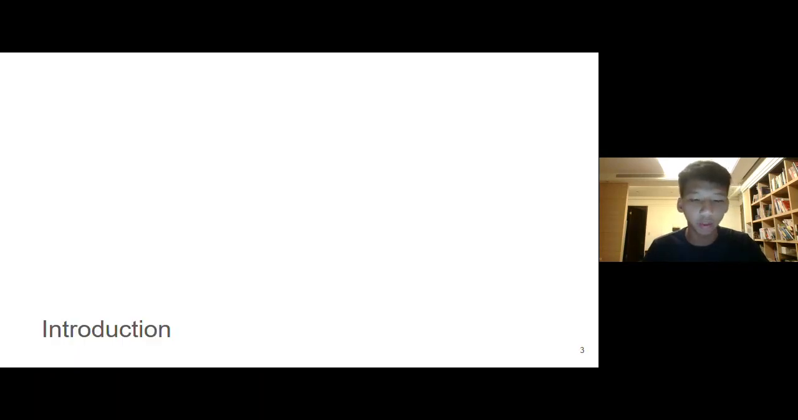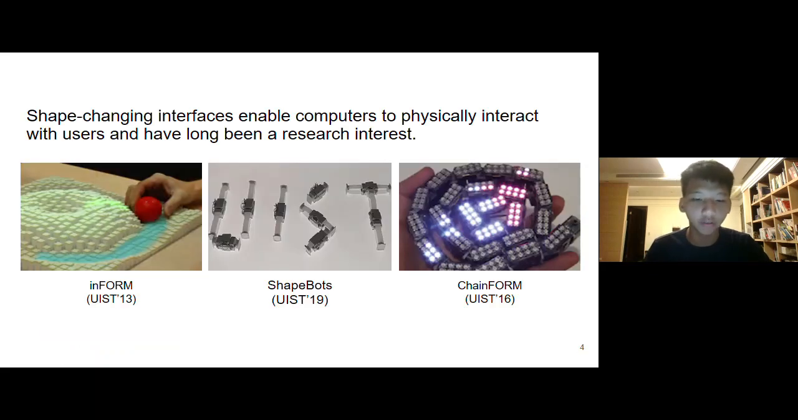Alright, it all begins with shape-changing interfaces. Shape-changing interfaces enable computers to physically interact with users. They achieve it by dynamically transforming their shape. There are many approaches to reach different functionality and use in different application scenarios. For example, inFORM and ShapeBots control the extrusion of linear actuators on a table, while TRANSFORM transforms between a straight line and a curved shape.